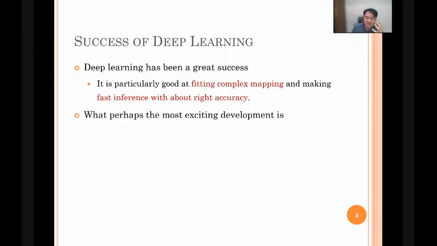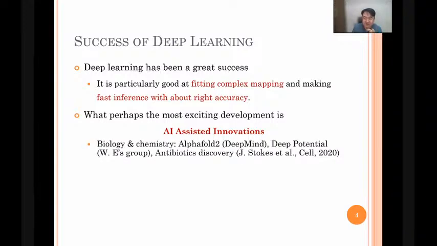Among all of those successes, I think perhaps the most exciting development is how we can now use AI or machine learning to assist innovations, not replacing us to do innovations, but to assist us in innovations. We have plenty of examples of that.